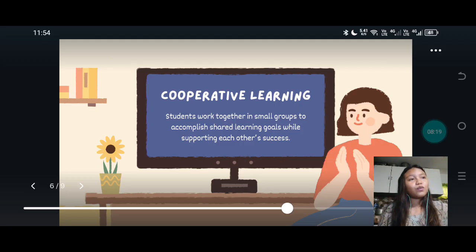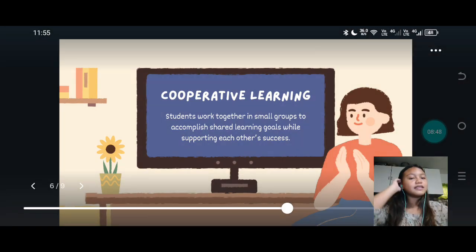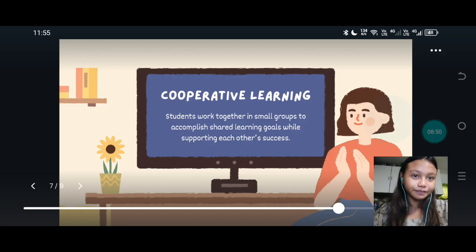So the good sides of cooperative learning, the students will enhance their social skills. They'll practice their way of communicating to each other or with their peers. So the key elements of this is positive interdependence, individual accountability, and interpersonal skills. So that is the cooperative learning.